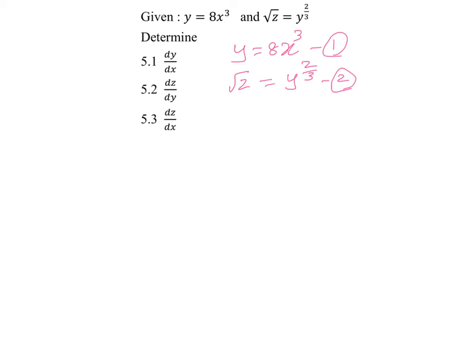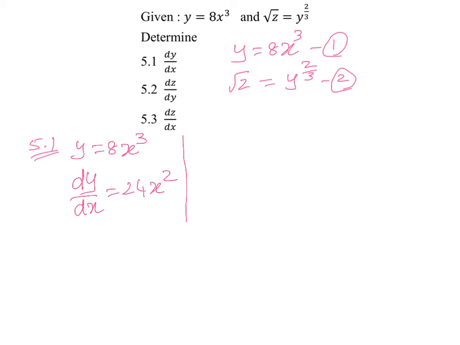Now what I want in 5.1 is dy over dx. I'll use the first one because this is the equation that connects y and x, and y is the subject of the formula already. It's a straightforward one. Therefore, I'll use the first one here. Y is equal to 8x cube, and I can straight away apply the rules of differentiation, the power rule. 8 times 3 is 24, and reduce the power by 1, 24x squared. I think that was a pretty straightforward question.